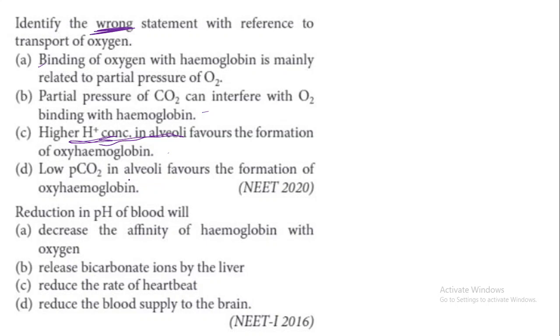That obviously in turn refers that the oxyhemoglobin is going to be formed, because the partial pressure of oxygen is high anyway, right? High partial pressure of oxygen favors oxyhemoglobin, and the reverse, low partial pressure of carbon dioxide favors oxyhemoglobin formation. Yes, that is right. So coming to the B option again, partial pressure of CO2 can interfere with oxygen binding with hemoglobin. Yes, is it true?